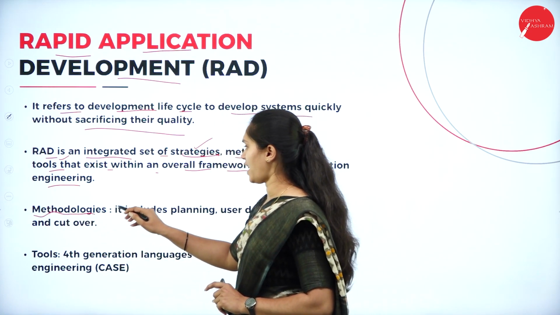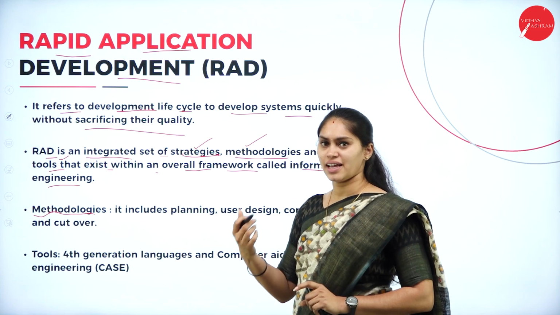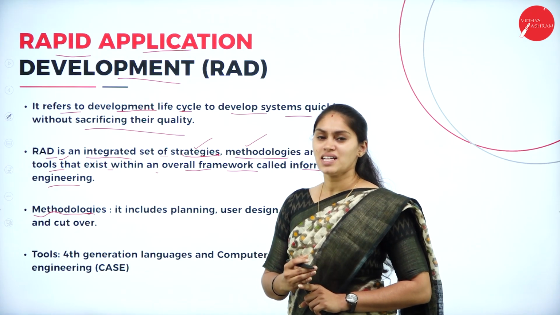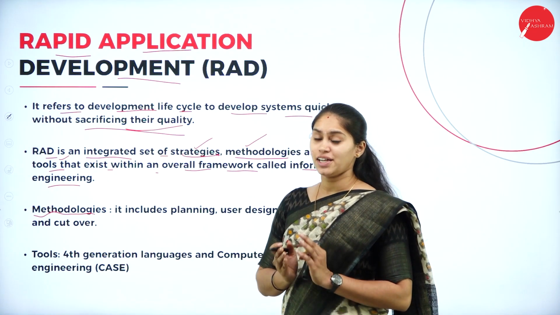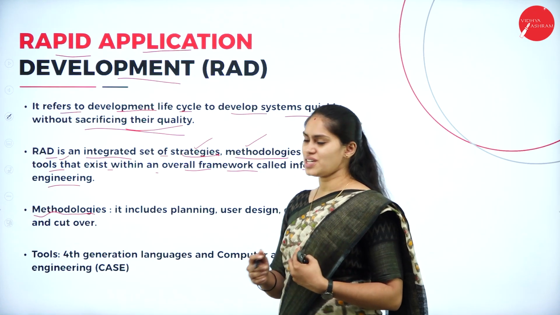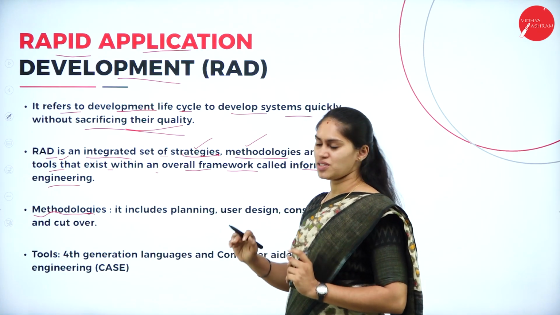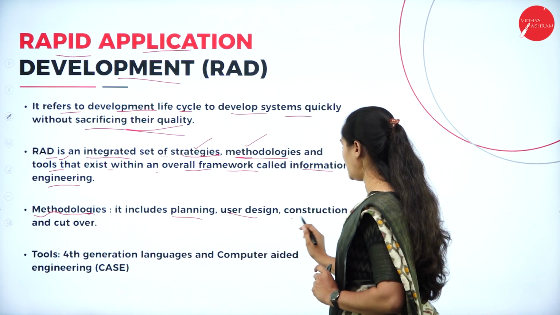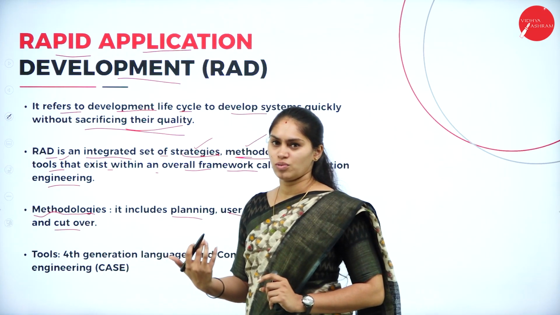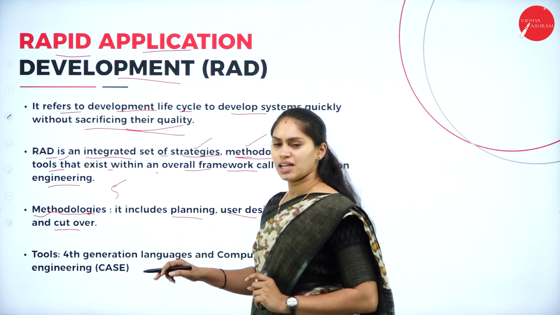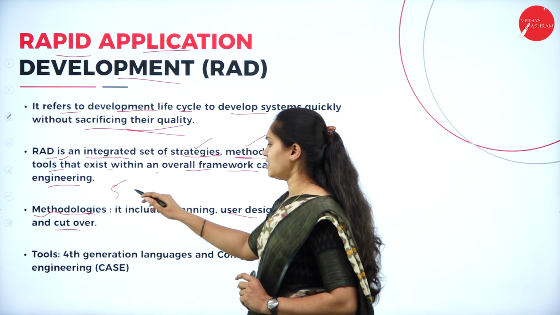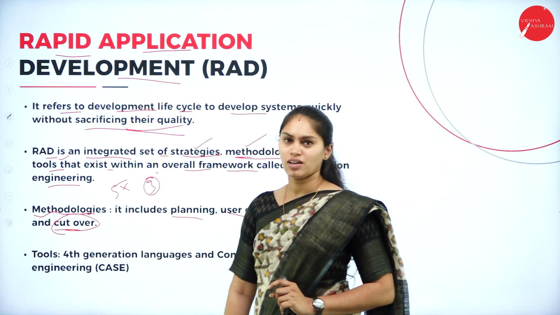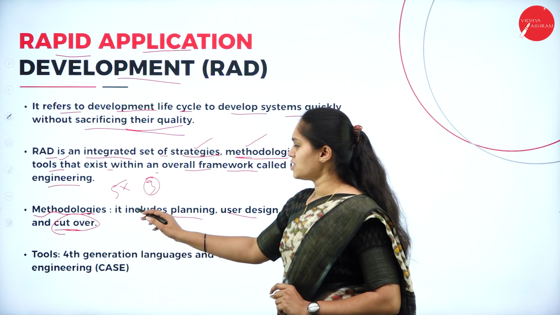Then what methodology are they going to use? The strategies are that it has to satisfy the customer requirements as fast as possible, and it should not sacrifice the quality of the information system. Keeping all those strategies, they develop the information system. Then what are the methodologies? It includes planning, user design and construction, and cutover, which is not required. Today I give 5 requirements; by tomorrow I may feel that 2 requirements are not required and I need only 3. At that time they just do the cutover of the user's requirements.